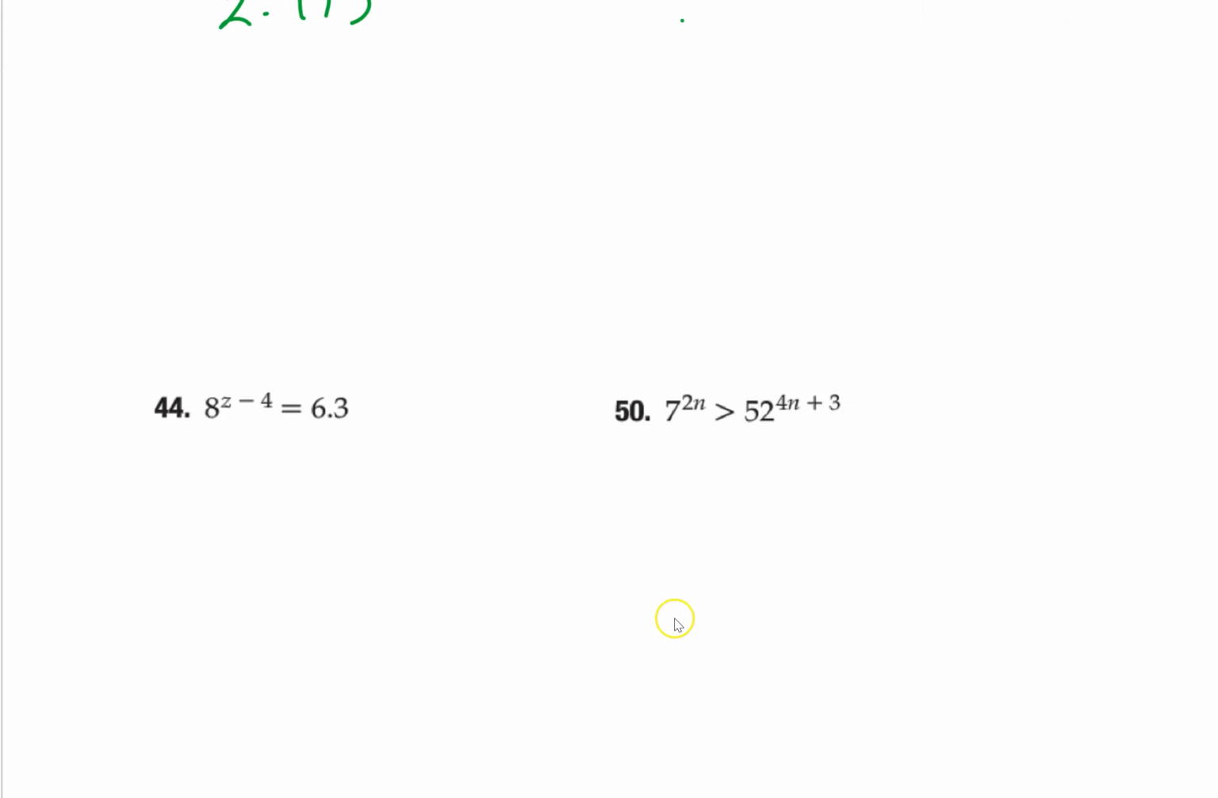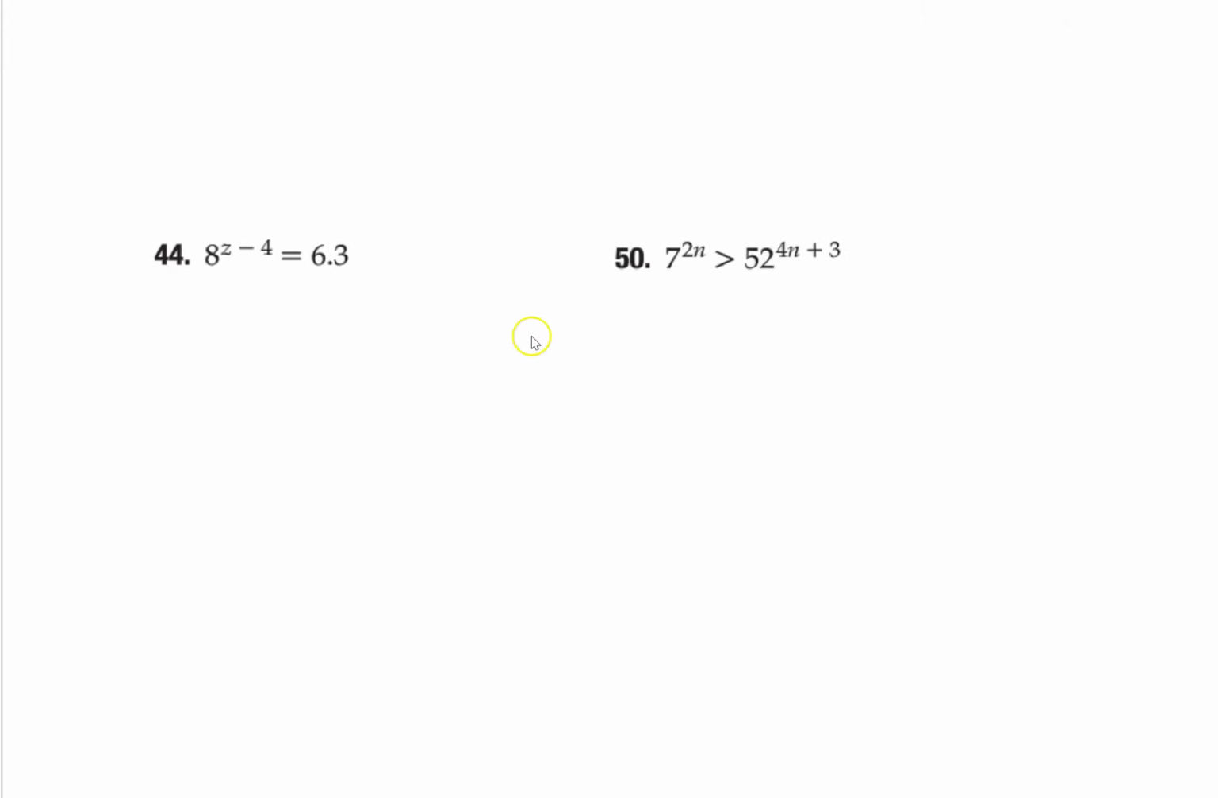So we can use the same idea here, right? We just talked about how to do this. Now I'm going to show you a small shortcut to doing this one. So z minus 4 equals 6.3. Now remember last time we did this, we took the log of both sides. Now if we want to be cool about it, we can take the log base 8 of both sides. So let me explain what I mean. I'm trying to solve for this variable here. So I'm going to take the log base 8 to that side. If I take that to this side, I'm going to do the exact same thing over here.